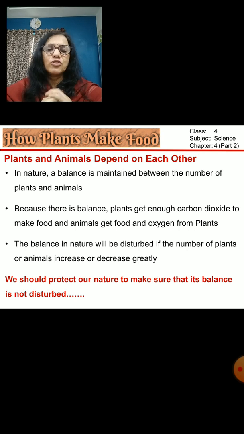So for that we should protect our nature, means we should protect the plants and also other animals to make sure that its balance is not disturbed. Otherwise it will be a big problem for us. And for that we should also plant trees.